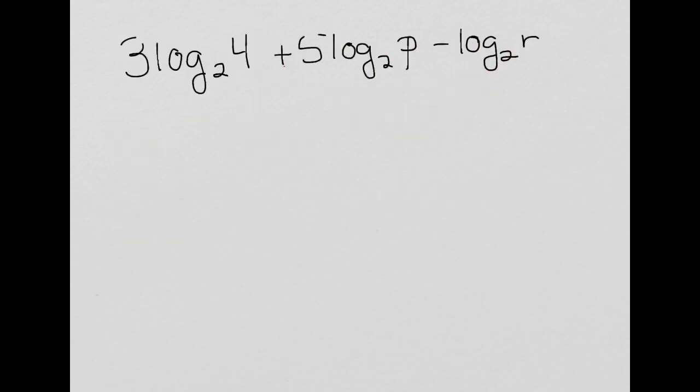Now sometimes you're going to be asked to condense your logarithm statements. So here I have 3 log base 2 of 4, plus 5 log base 2 of p, minus log base 2 of r. Whenever I see the addition, I know there was a multiplication operation going on in the condensed version, and the same here with subtraction, it would have been a division. So I'll be staying in log base 2. This little guy out front is going to condense and become a power again.